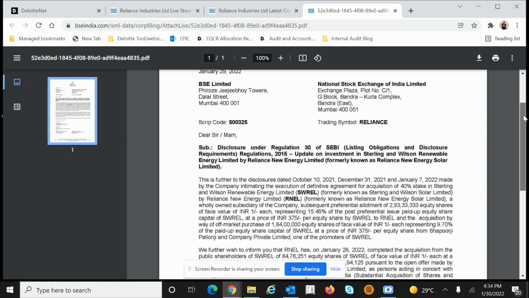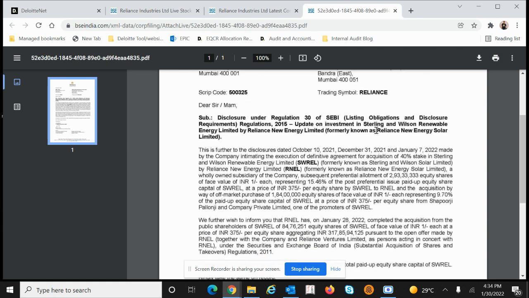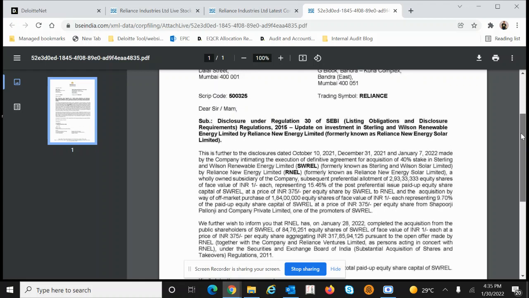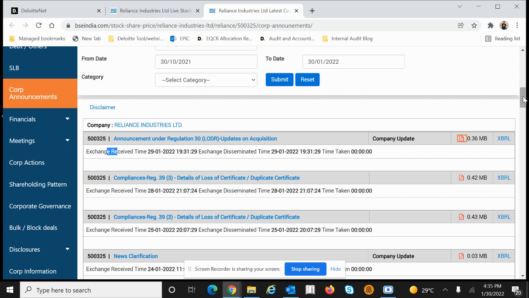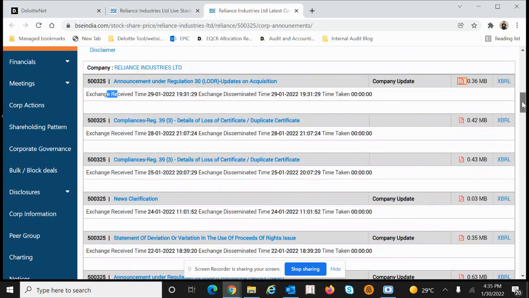So this is regarding the update on the investment in Sterling and Wilson Renewable Energy by Reliance New Energy. They have intimated to the stock exchange that they have made some investment in Sterling and Wilson Renewable Energy Limited, SNW. SNW Energy Limited is also a listed entity. So I will just close this notification. Here is the list of further information that you get.